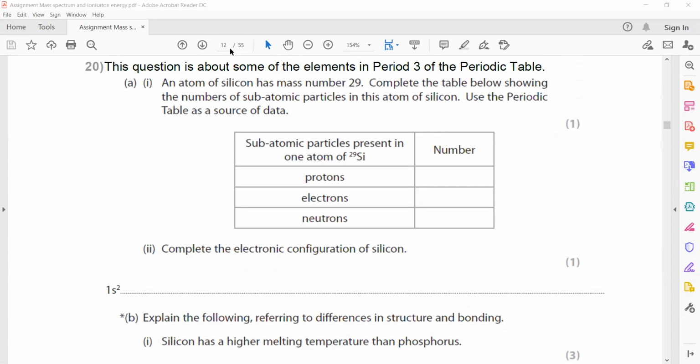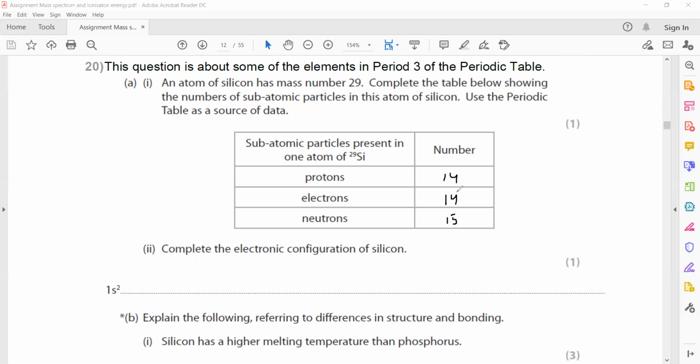An atom of silicon has a mass number of 29. Complete the table. Silicon atomic number is 14. So how many protons will be there? 14. How many electrons will be there? 14. And how many neutrons? 29 minus 14, that's equal to 15.